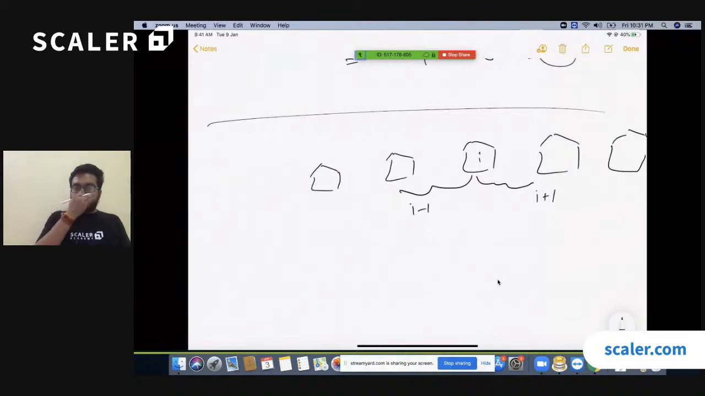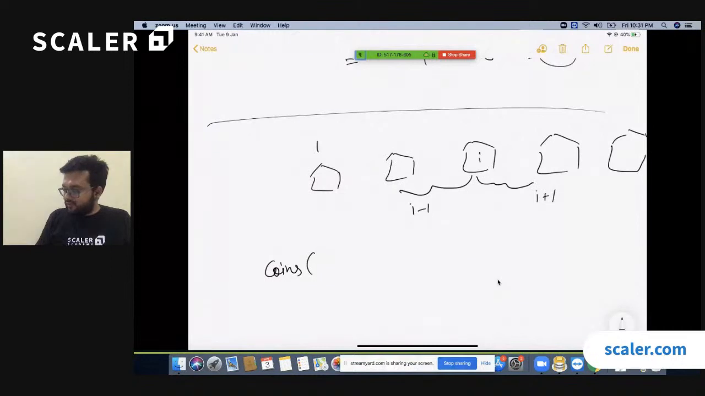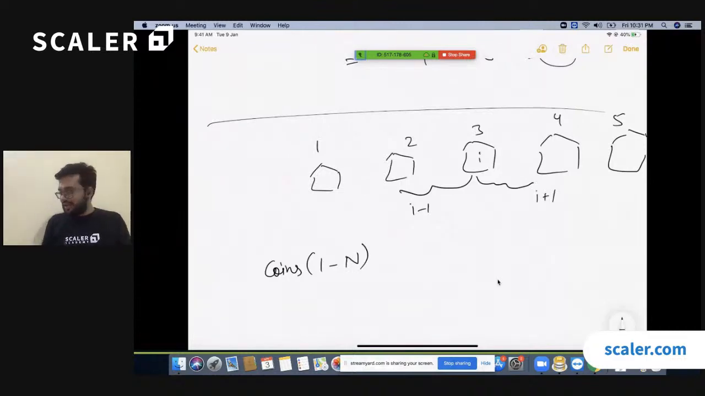I said, again, let's look at the problem as a combination of some states. Let me define one state for you. Let me define a state which tells you the maximum coins that you can get from looting the first to the nth house. Let's say I want to compute this answer. Does that make sense?